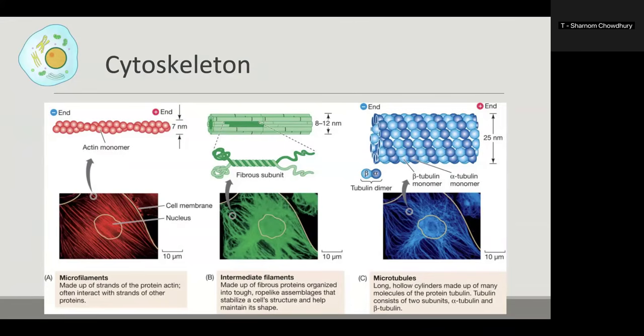You have your intermediate filaments here, which are made up of fibrous proteins that have rope-like assemblages, and they help stabilize the structure and maintain shape. So intermediate filaments are also extremely important. Some common examples of intermediate filaments are keratin and desmin. Next, you have microtubules. Microtubules are responsible for providing the scaffolding for intracellular transport. They are extremely long, hollow cylinders made up of tubulin, and there are motor proteins known as kinesin and dynein, which help move cargo along microtubule tracks.